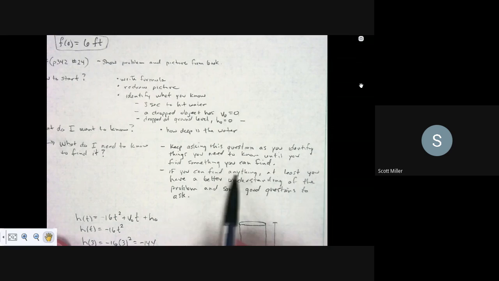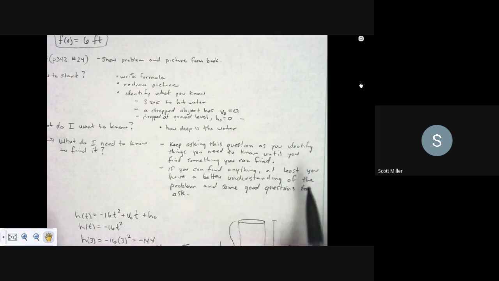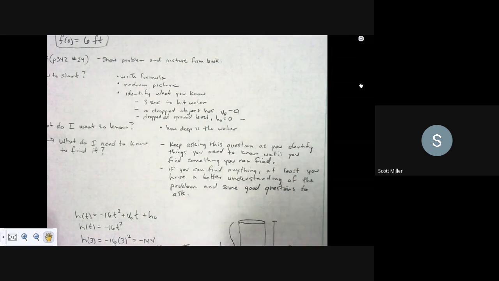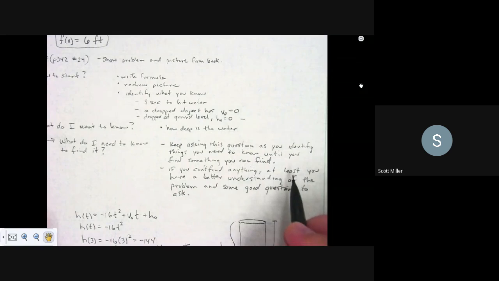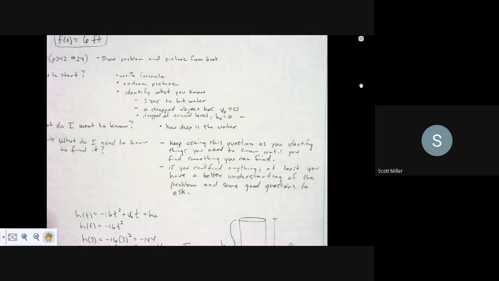If you can't find anything to find, at least you have a string of questions that you can ask the teacher when you come into class. Okay? That shows that you've attempted the problem, but you're not sure about some things, and that's where you learn from.